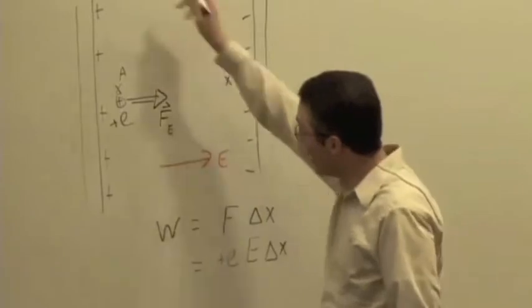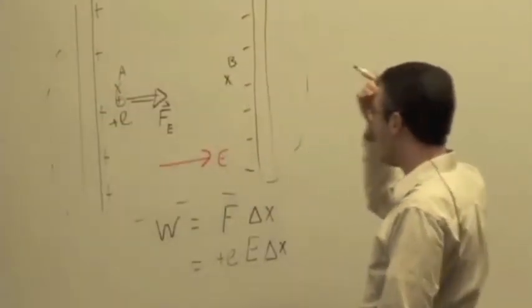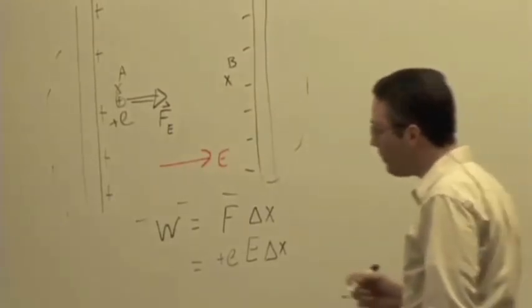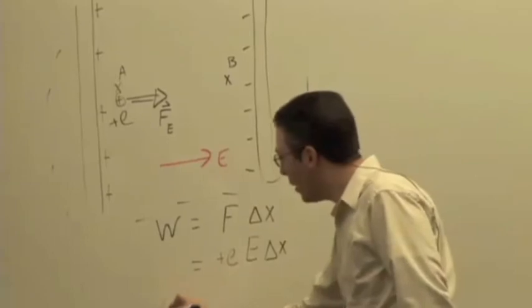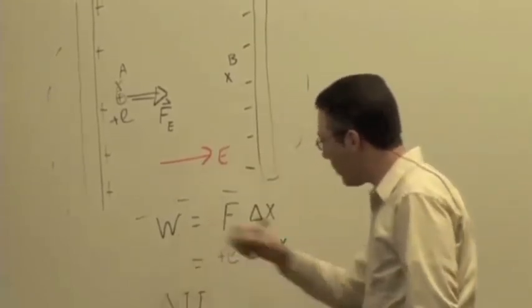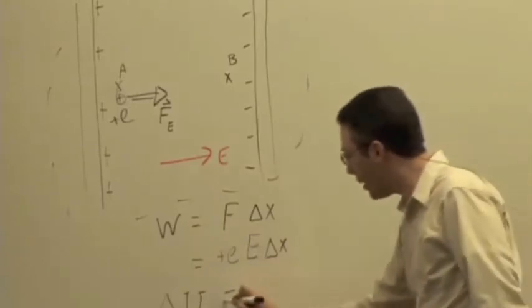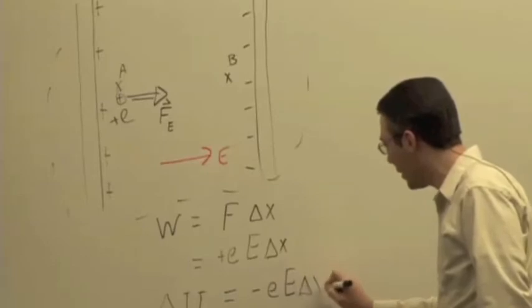And so if we then look at the system of both objects, the capacitor and the proton, the change in electric potential energy is the opposite of the internal work. So this would be a change in potential energy of negative e, little e, big E, delta x.